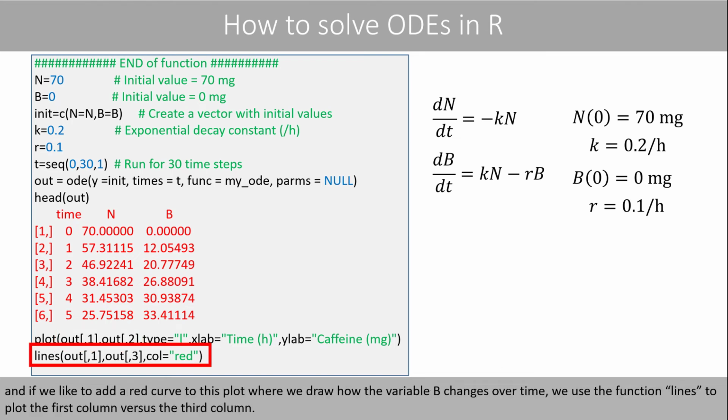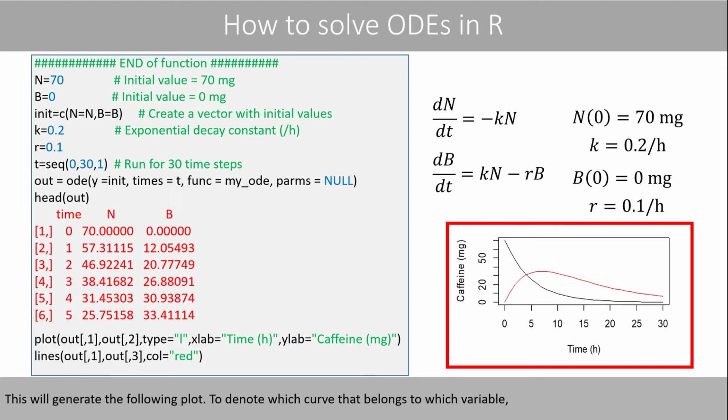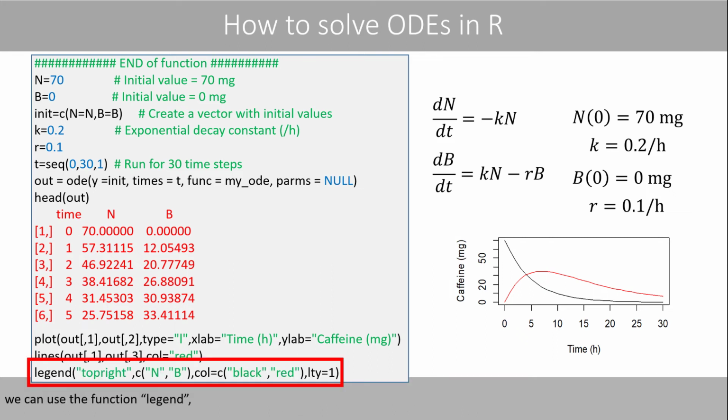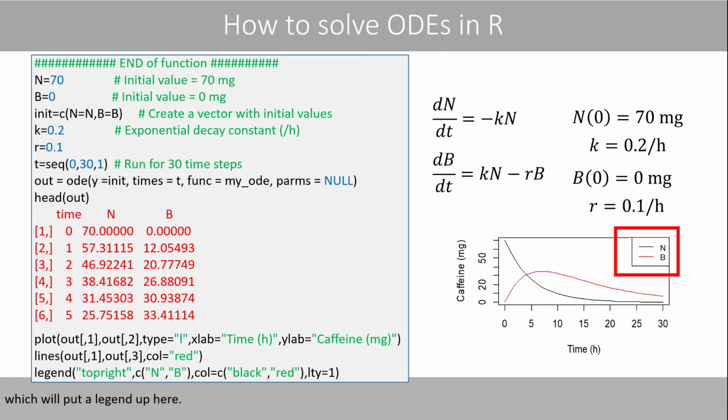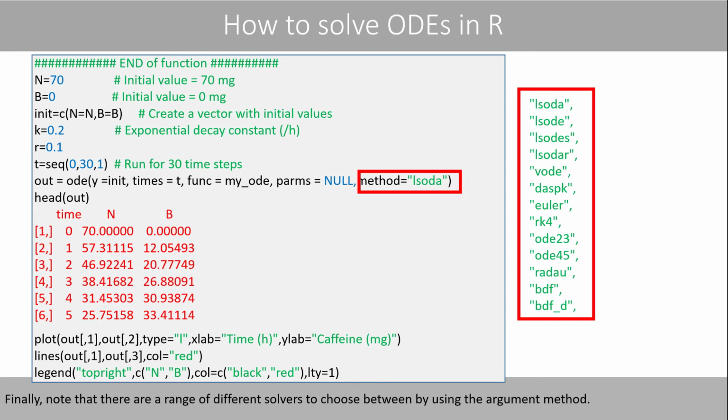And if we like to add a red curve to this plot, where we draw how the variable b changes over time, we can use the function lines to plot the first column versus the third column. This will generate the following plot. To denote which curve belongs to which variable, we can use the function legend, which will put a legend up here. Note that there are a range of different solvers to choose between by using the argument method.